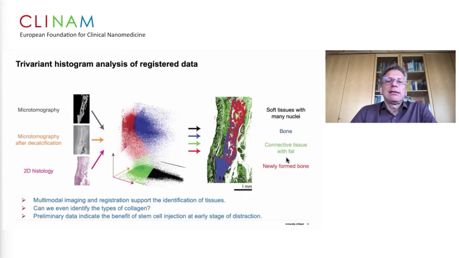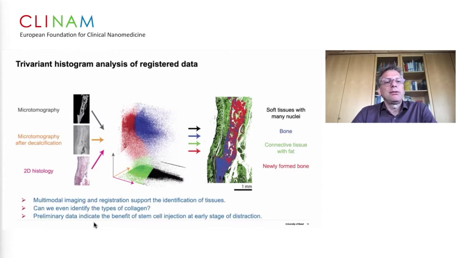Then we have connective tissue with fat given in green, and the newly formed bone is given in red. So therefore, we can conclude that multimodal imaging and registration support the identification of tissues. And Guido Sigron, who was one of the driving persons in that study, has asked the question, can we even identify different types of collagen just by that trivariate histogram analysis?